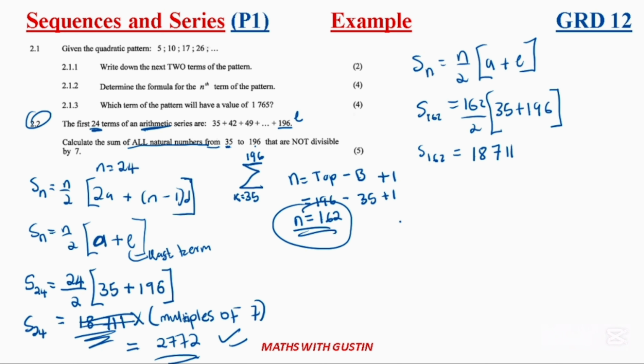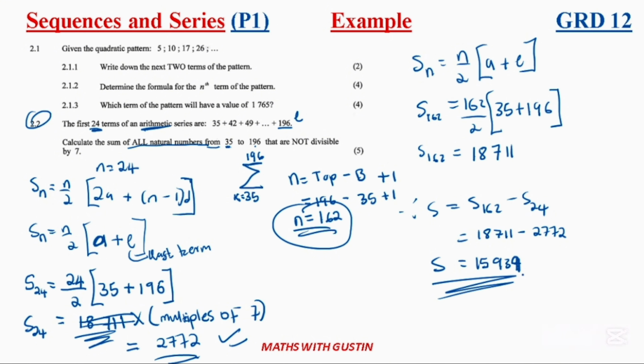So now the difference between the two will give us the sum of the numbers that are not divisible by 7. So therefore our sum will have to be S162 minus S24, which is equal to 18711 minus 2772, okay, which gives us a sum of, let me check, 15937, no, 15939, sorry, 15939.